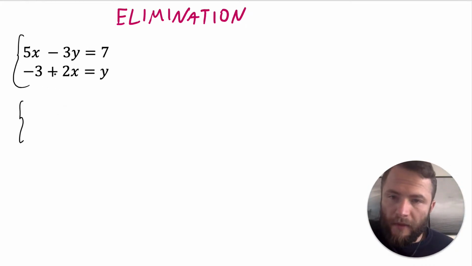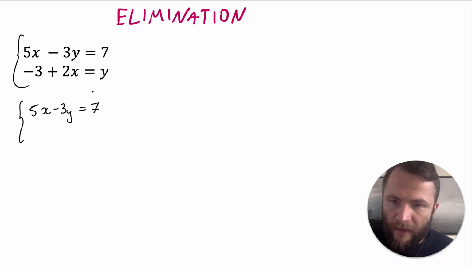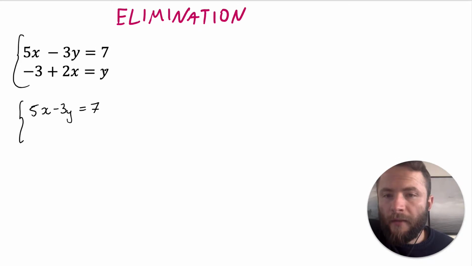So I'll rewrite the first equation: 5x minus 3y is equal to 7. And I'm going to move y onto the left-hand side and minus 3 onto the right-hand side. So when I move terms across the equal sign, I do always change the sign, so it will turn into 2x. y goes here, so it turns into minus y. And minus 3 goes here, so it turns into plus 3.